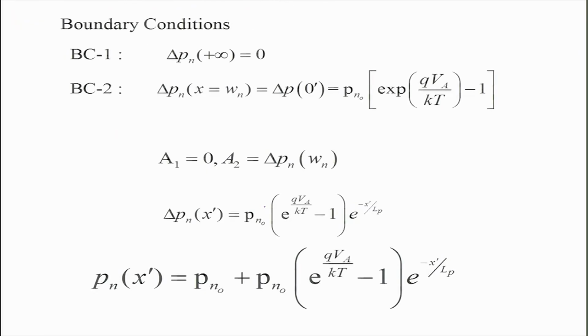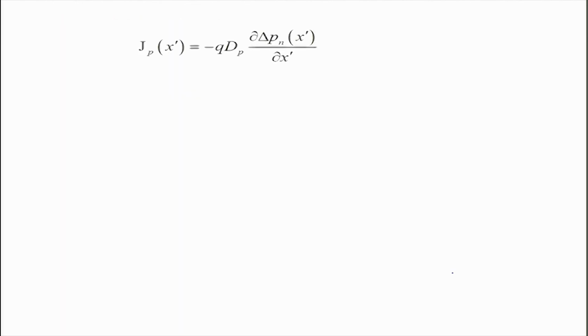So from this we got a1 and a2, and then we can get what is delta Pn at x prime. It's just substitution now, right, a1 and a2. If you substitute a1 and a2, you get this. So basically Pn of x prime is now equal to Pn naught plus Pn naught into exponential of qVa by kT minus 1 into exponential of minus x prime divided by Lp.